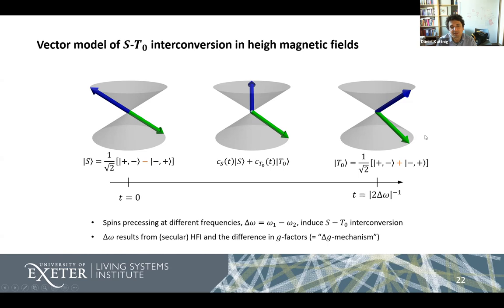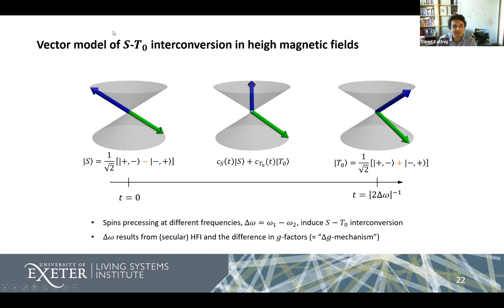In these fields, the spins are quantized, as Clarice has already pointed out, along the magnetic field axis. And starting out from the singlet, we might represent it in the form shown here. Now, what will happen? Well, the spins will precess. The elementary motion of spins is precession, as we have discussed before. And therefore, the blue and the green spin will precess around the applied magnetic field.